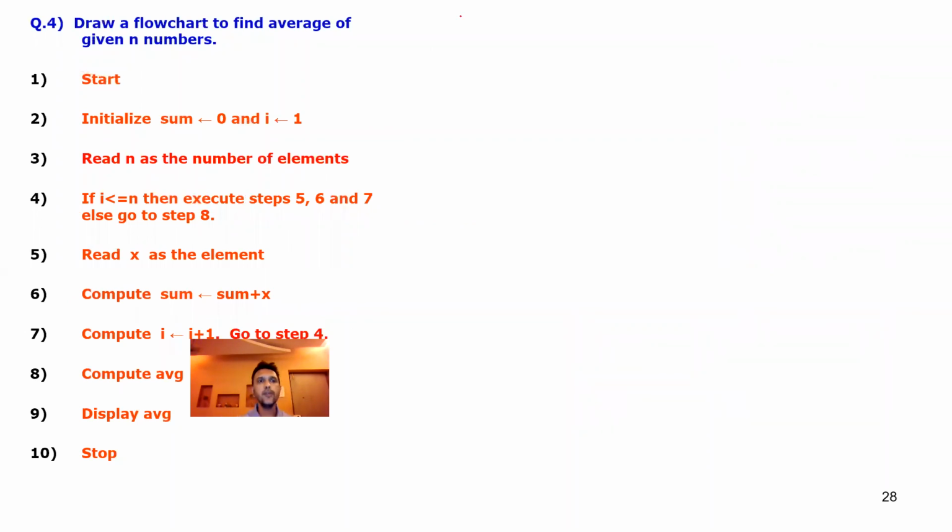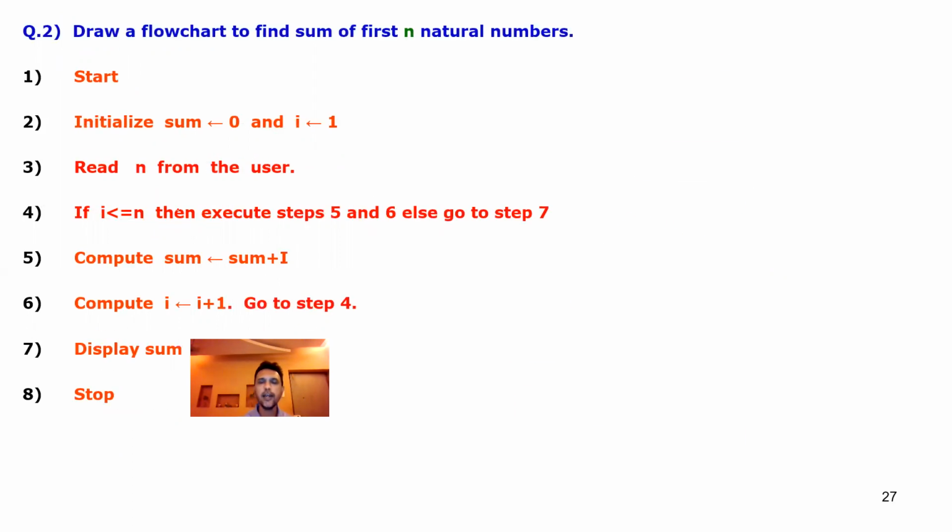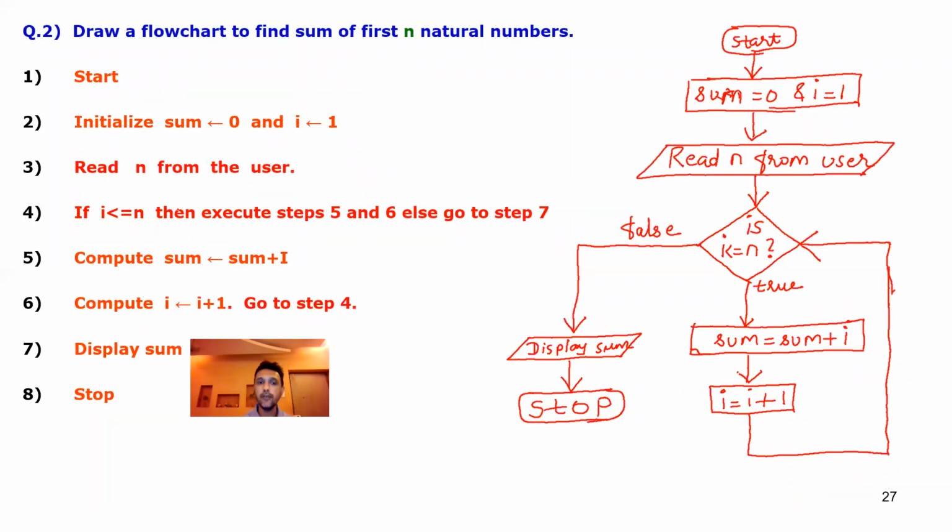Over here, step number 1 is start. Step number 2 is initialize sum to 0, I to 1. Step number 3 says read n as the number of elements. Step number 4 says if I less than or equal to n, execute steps 5, 6, 7, else go to step 8.